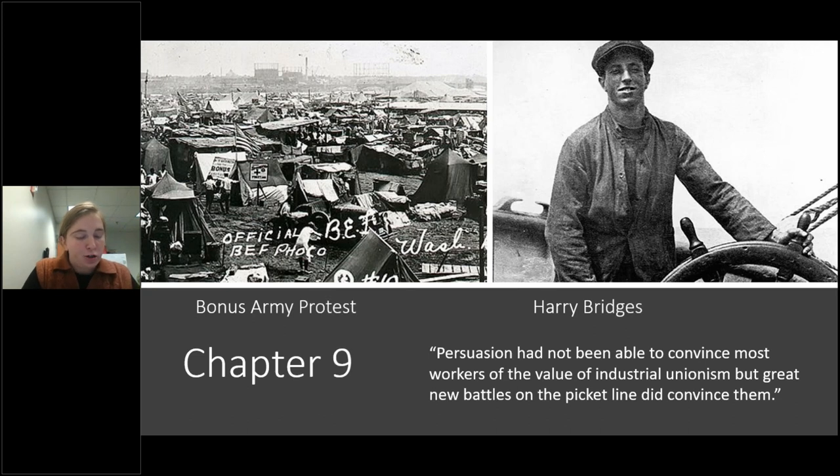Chapter 9 took place during the Great Depression, there was this really slow but steady simmering toward the formation of the CIO. And here's where that organizing principle I mentioned earlier stuck out to me, especially with this quote. It says, persuasion had not been able to convince most workers of the value of industrial unionism, but great new battles on the picket line did convince them.